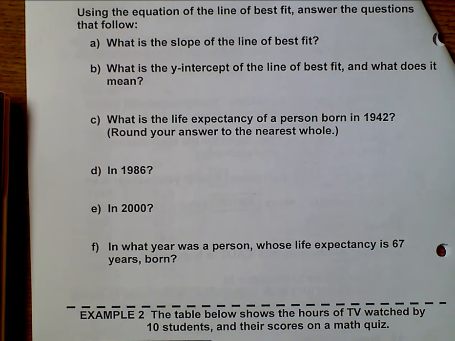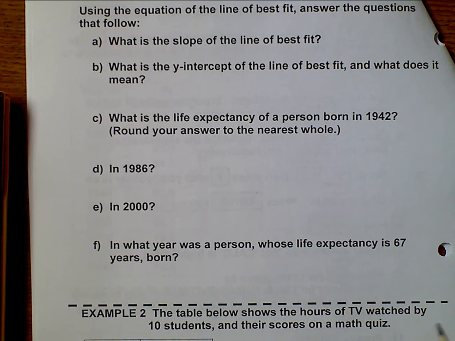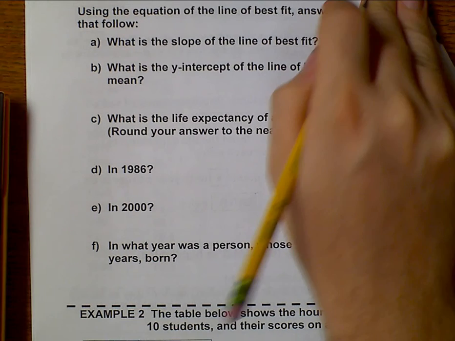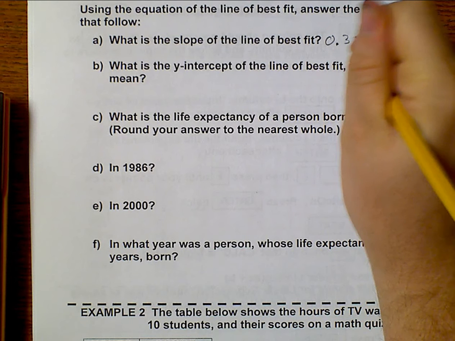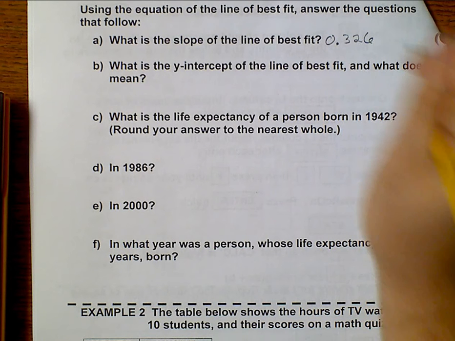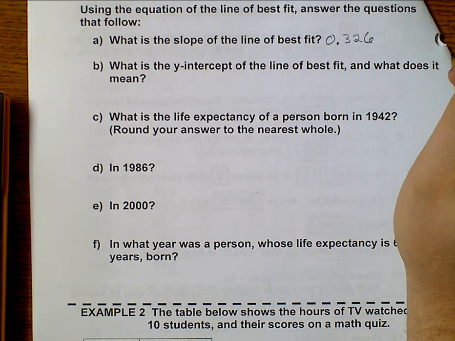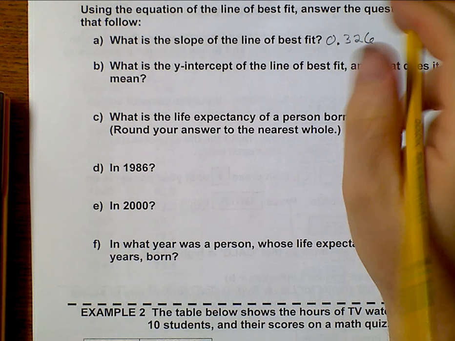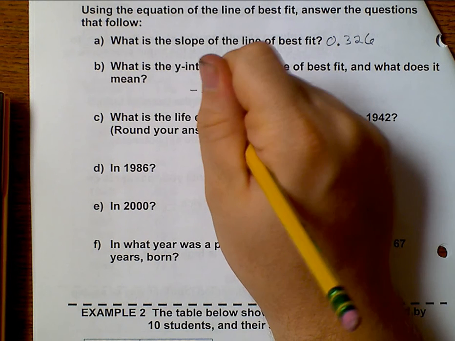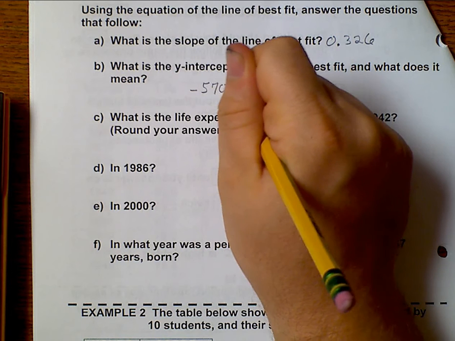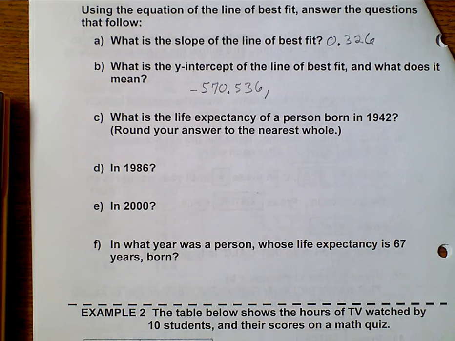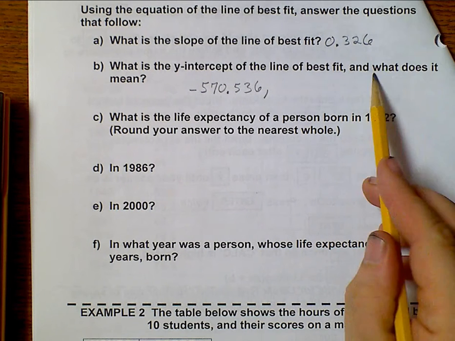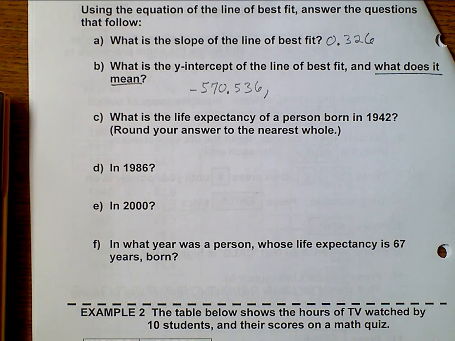Using that equation, we want to know what our slope was. Our slope was 0.326, and our y-intercept was negative 570.536. And here's the tricky part: what does it mean? The y-intercept is where x equals 0.